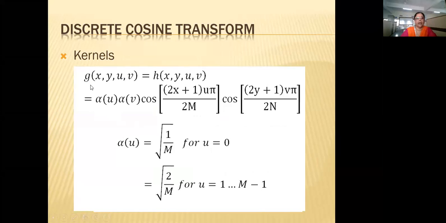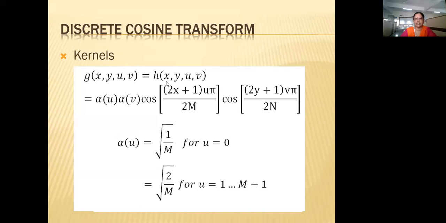h(x,y,u,v). And this transformation is given by alpha u into alpha v into cos of (2x plus 1) u pi by 2m into cos of (2y plus 1) v pi by 2n. And alpha u is given by root 1 upon m for u equal to 0, and it is given as root 2 upon m for u other than 0.